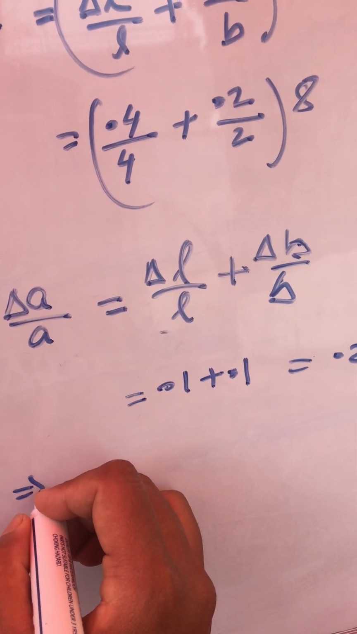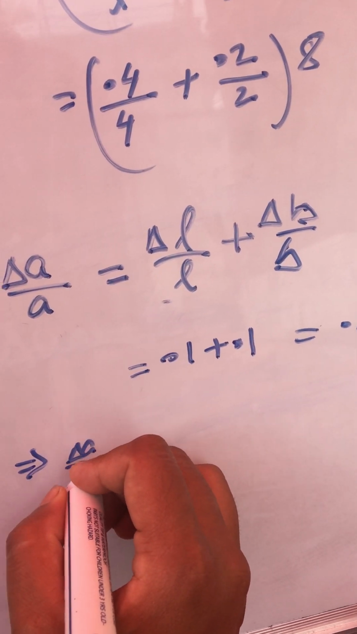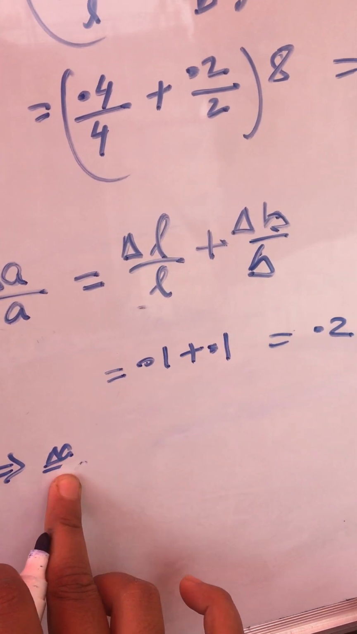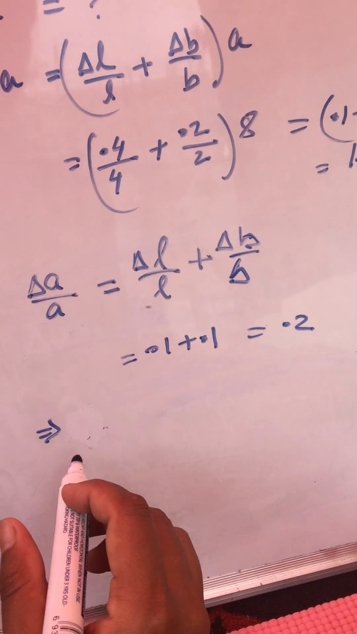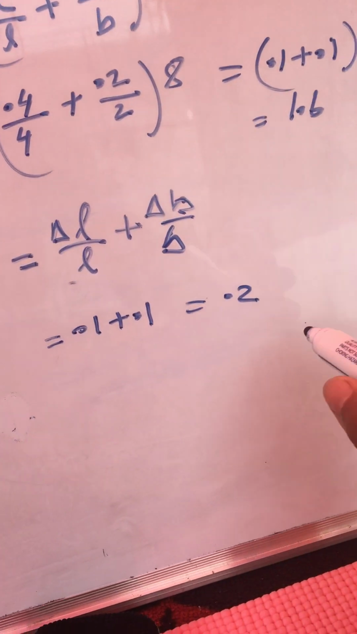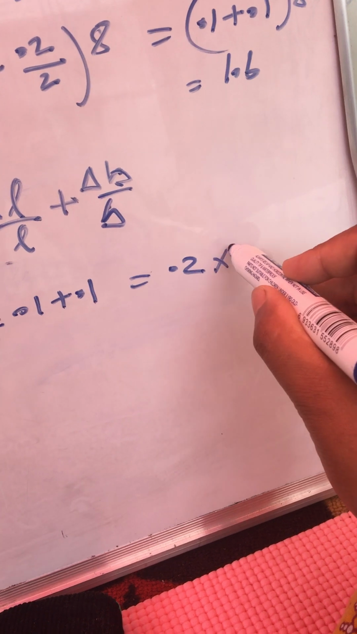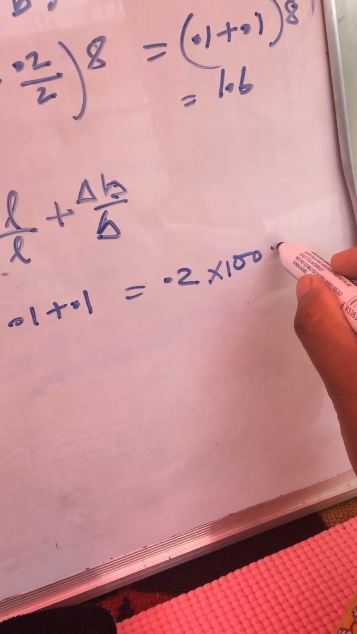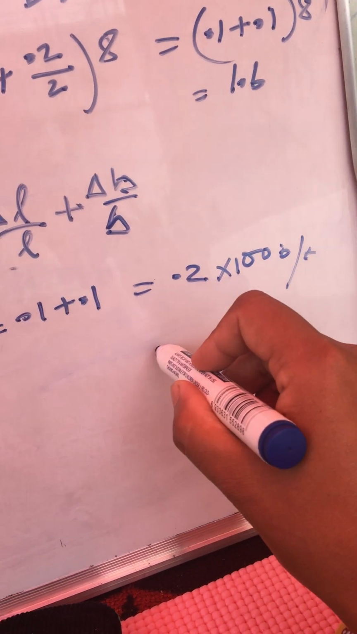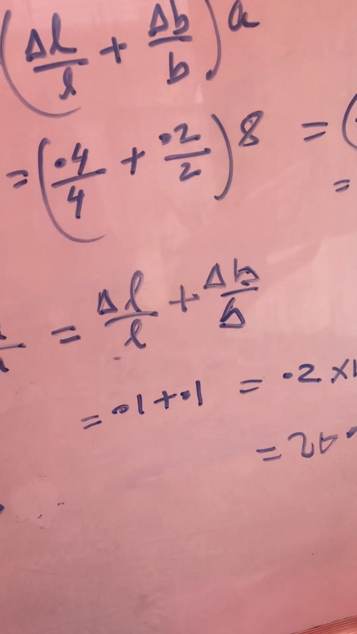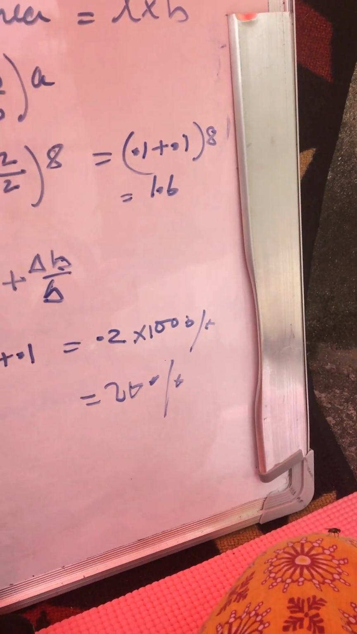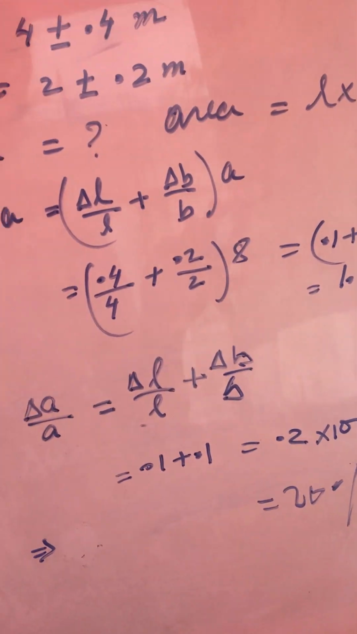Now delta A in terms of percentage, can you see it? Percentage will be what, when we multiply it by 100? This will be 20%, right? So the error in the area should be 20%. All right, so that is what it means.